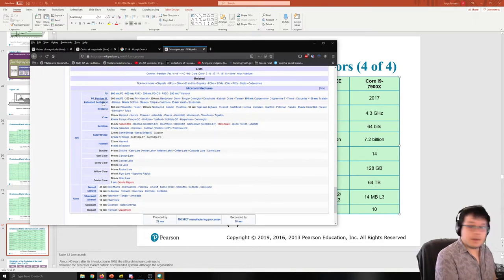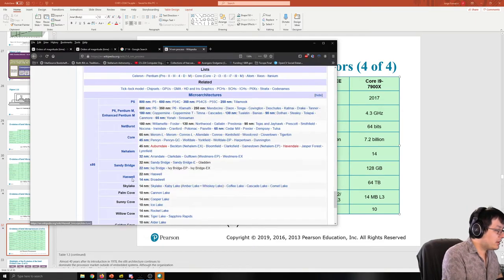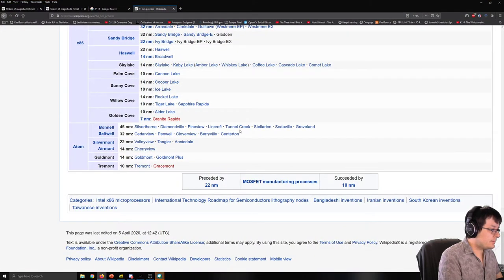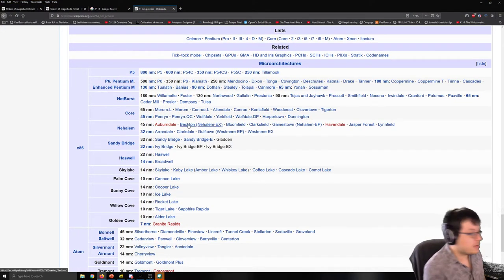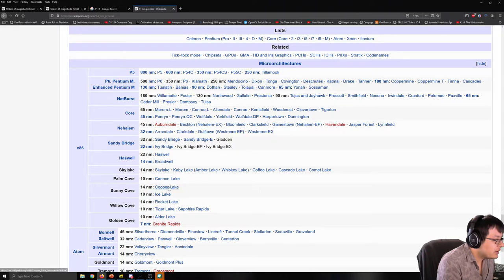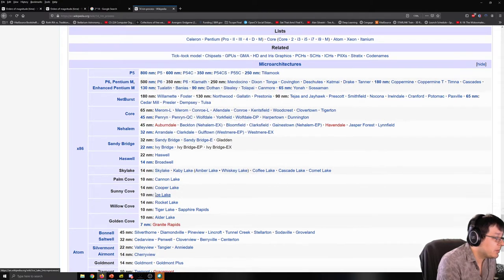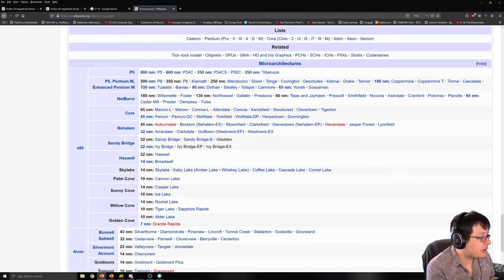you can see the line of things. So let me zoom in on this so you can read them, and they have a name for each of them. Like Haswell, Broadwell, Ice Lake, Rocket Lake. Skylake is the one that I know. That's the name that I just remember. But yeah, you can see the different sizes.